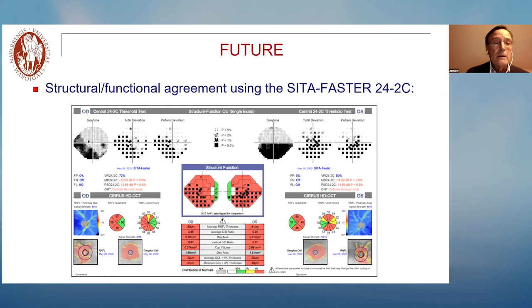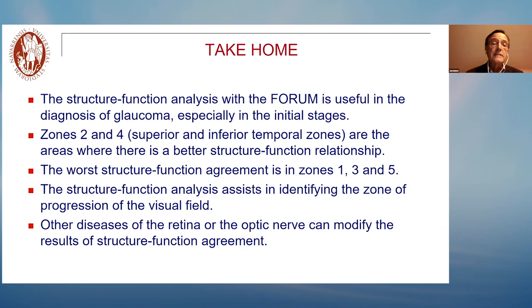In summary, the software is extremely useful and facilitates the diagnosis of glaucoma, especially in cases of early glaucoma or cases with ocular hypertension. Zones 2 and 4, corresponding to the superior and inferior temporal zones, are the areas with a strong relationship. And the worst relationship between the OCT and the visual field is in zones 1, 3, and 5.